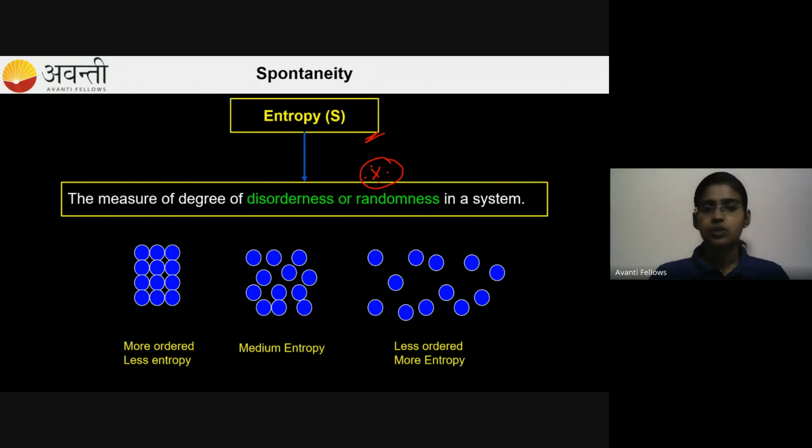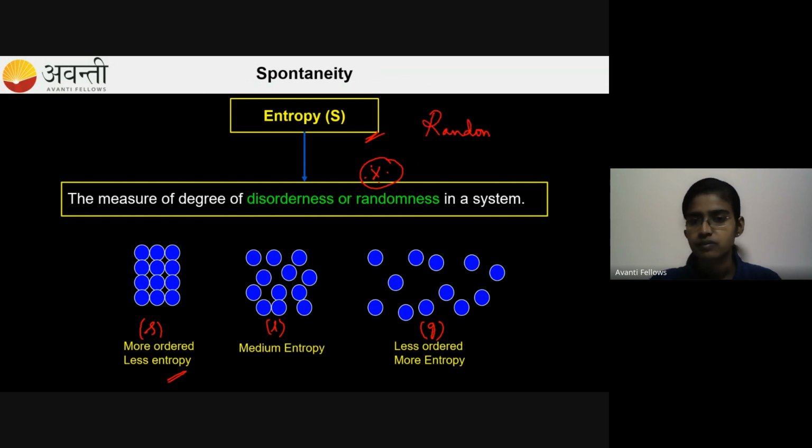Okay. So here you see, let me keep this as solid, this is liquid, and this is gas. In case of a solid, a regular arrangement of atoms will be there. So it is more ordered. So the entropy of a solid is very less. If the randomness is more, entropy is more, because randomness is nothing but entropy. They are directly proportional. Randomness is directly proportional to entropy.